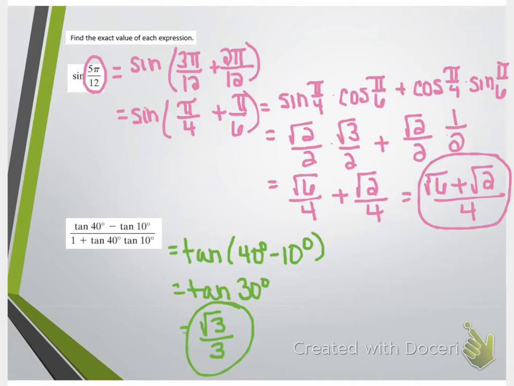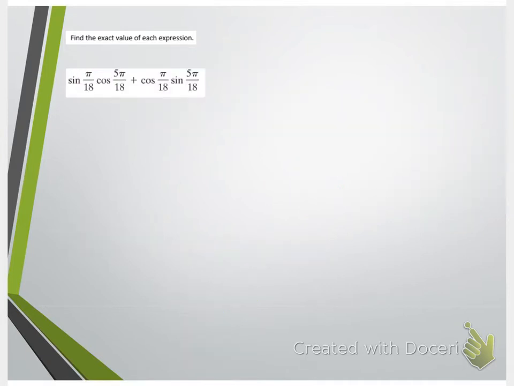All right, let's see. What do we have next? That one. All right, again, you're supposed to be doing this by hand. You're looking at this. Pi over 18, 5 pi over 18 is nothing we recognize off of the unit circle. But if you look at the pattern, sine of something times cosine of something plus cosine of the first thing times sine of the second thing, that's again from your sum and difference formula. It's from your sum formula for sine.